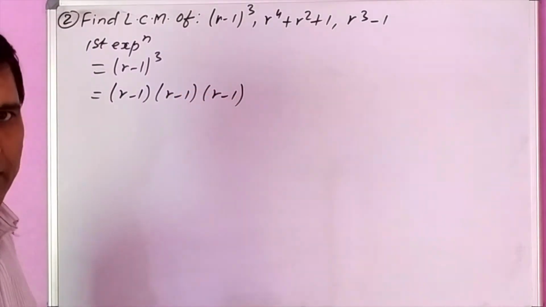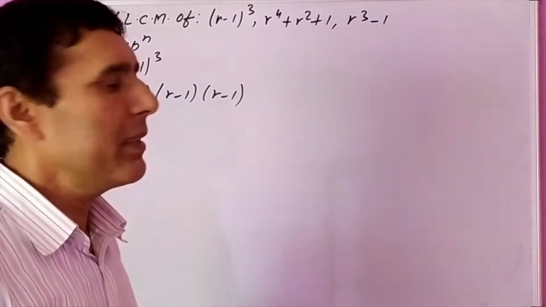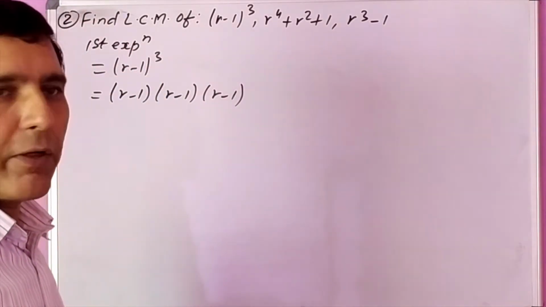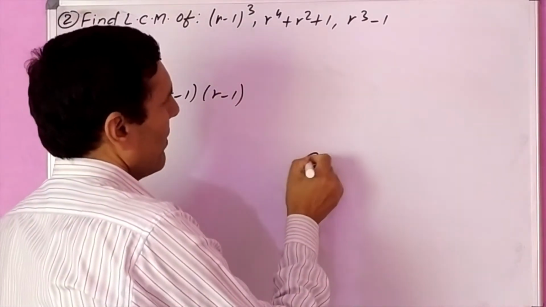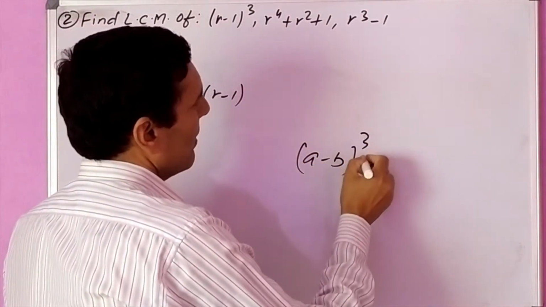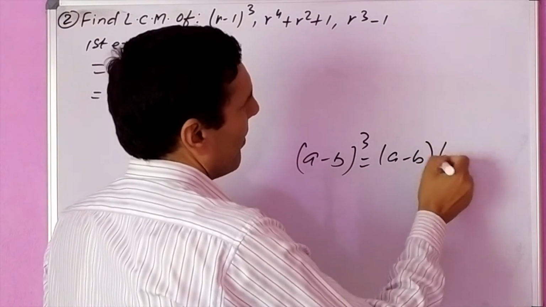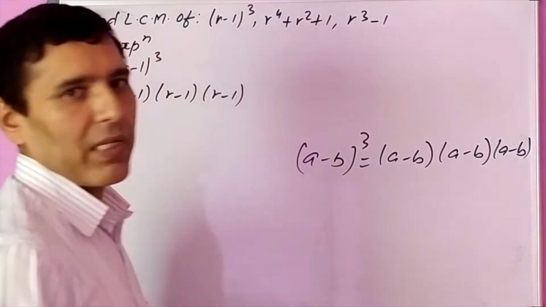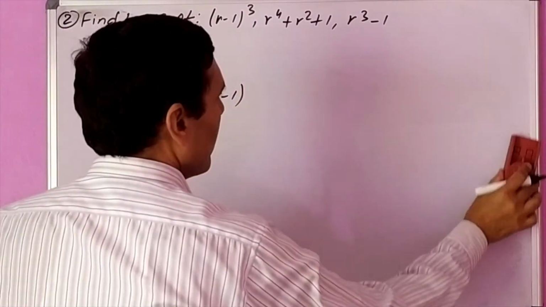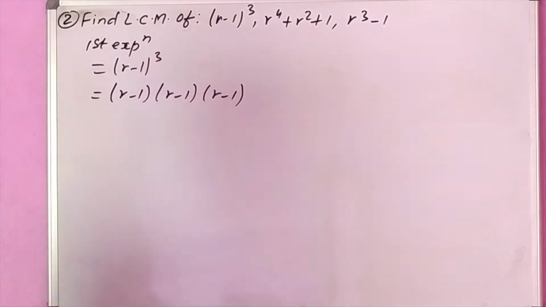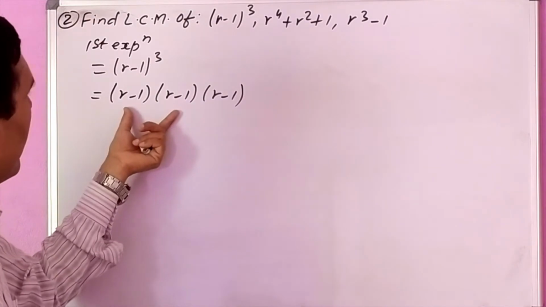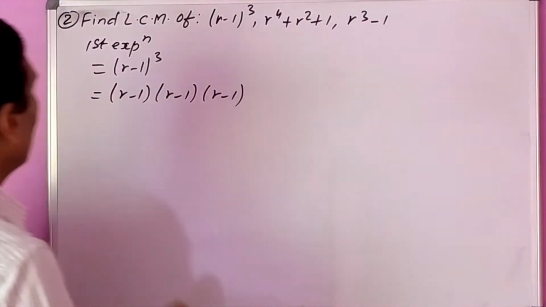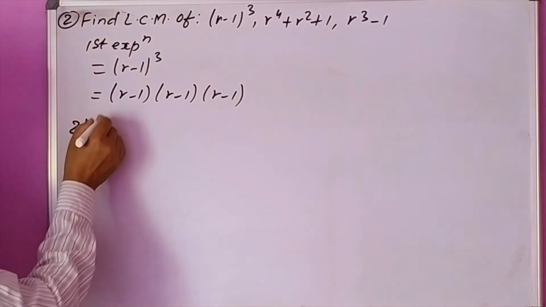Because we need the factors to find the LCM or HCF, it is not necessary to expand it by using the formula a minus b whole cube. Because you know that a minus b whole cube is a minus b into a minus b 3 times. Product of 3 times a minus b, it is a minus b whole cube. So this r minus 1 whole cube also, we can write it as r minus 1 times r minus 1 times r minus 1.